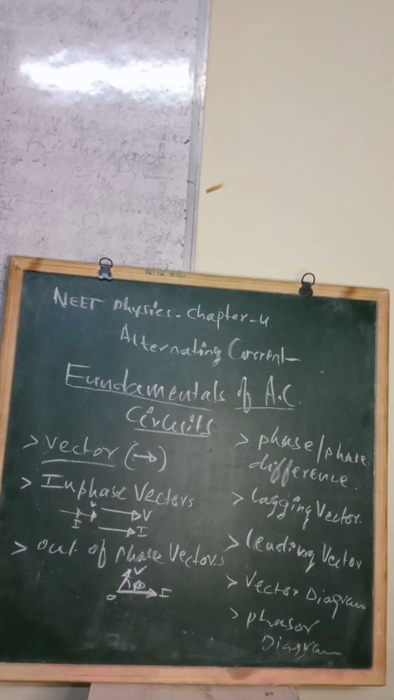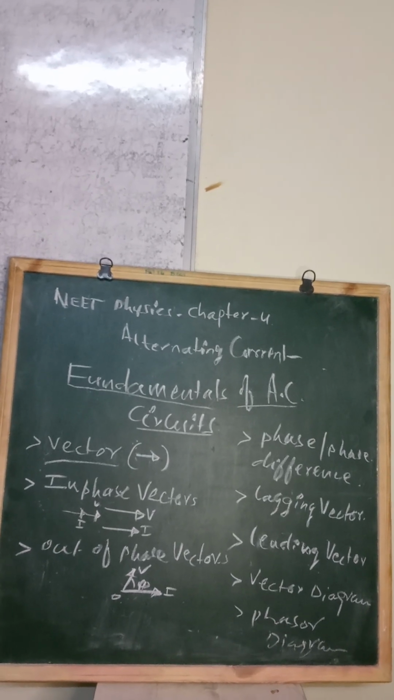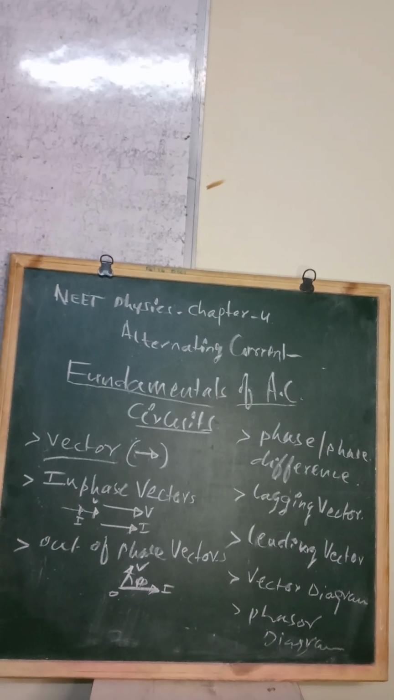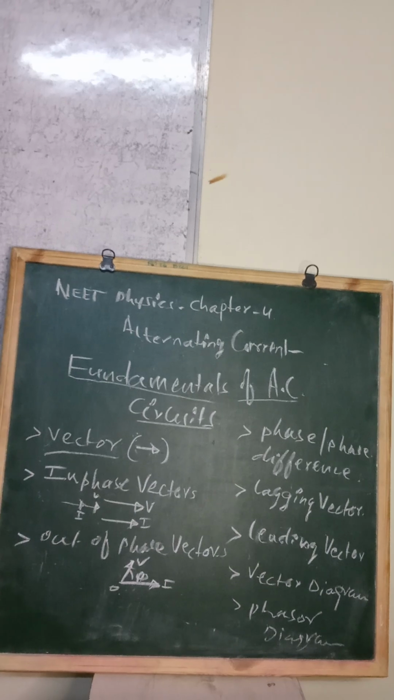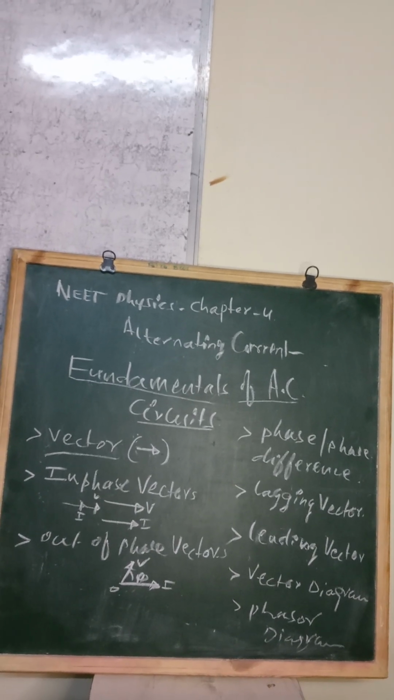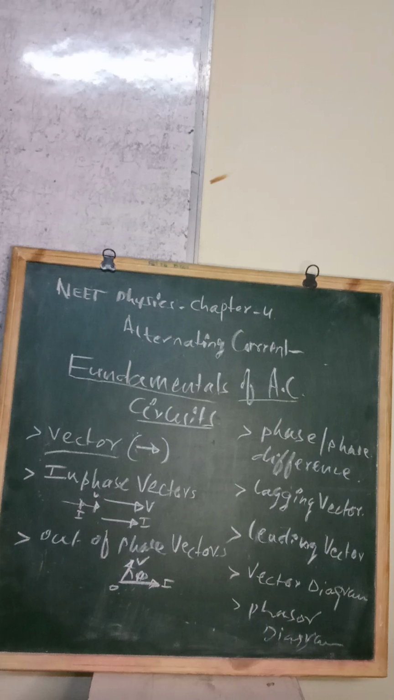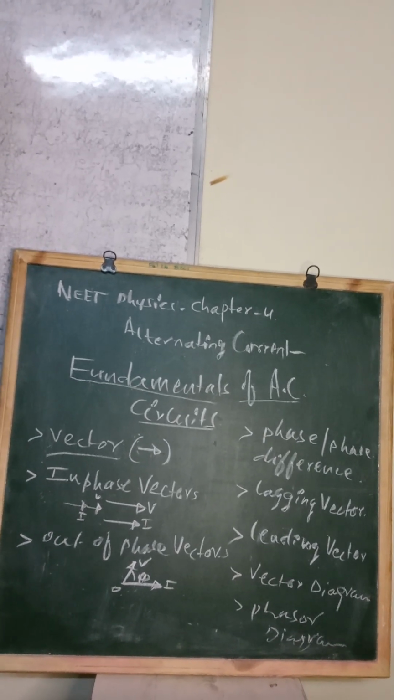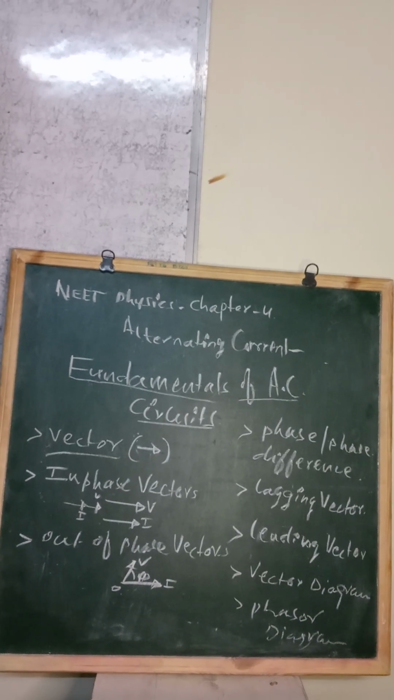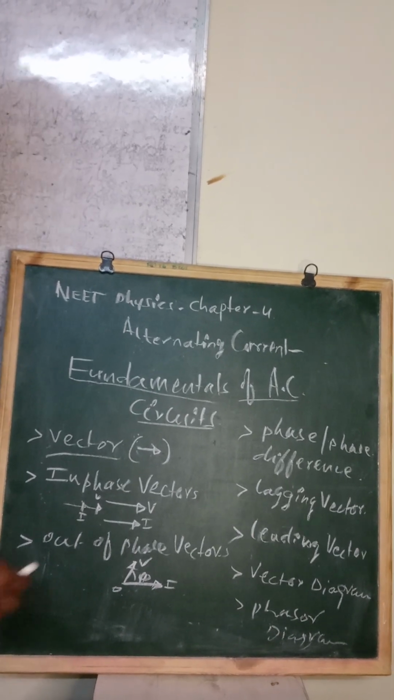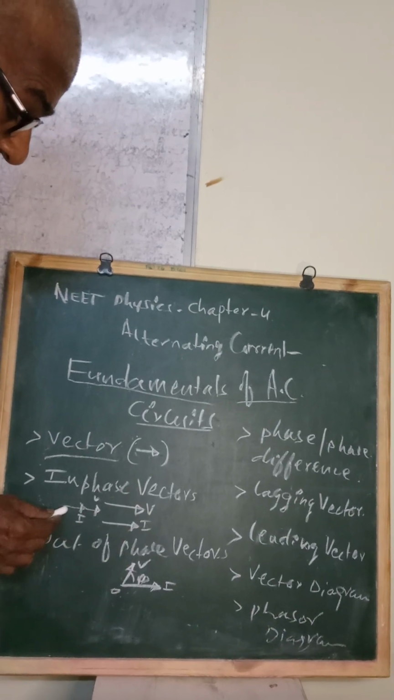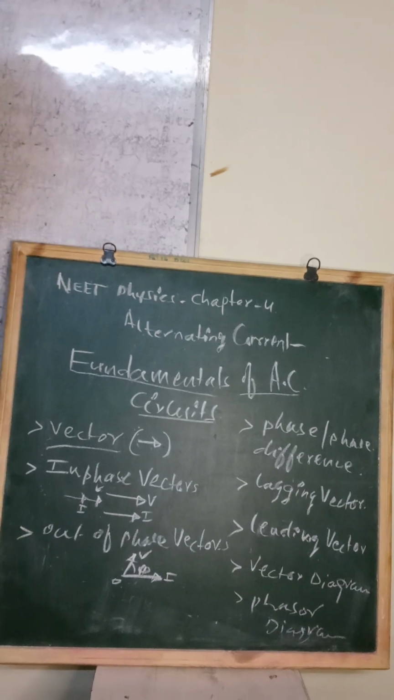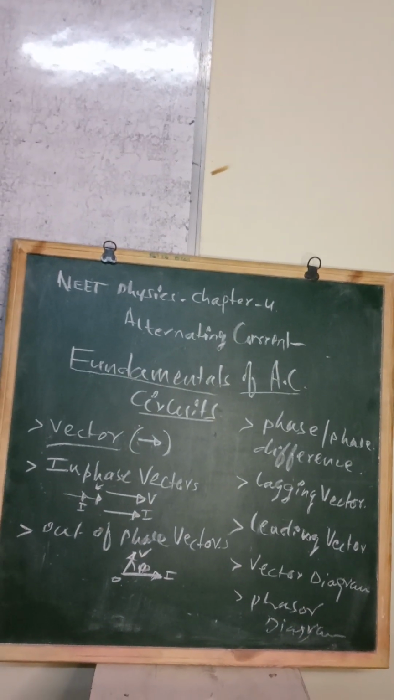Coming to in-phase vectors, the radial vectors which are represented parallel to each other, having equal or unequal magnitude, will be called in-phase vectors, provided they have zero phase angle difference between them, like voltage and current. It must be possible to represent them on the same line representing 0 degree. They are said to be in-phase vectors.